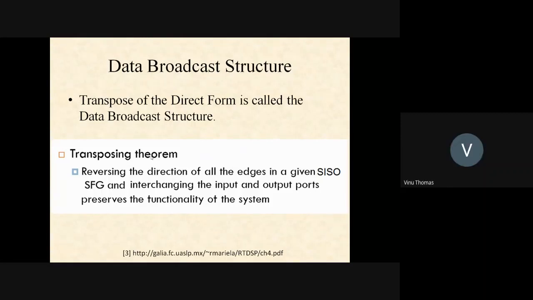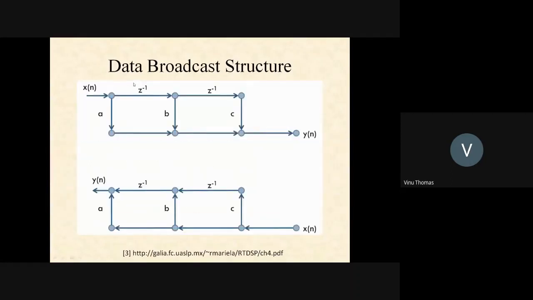Okay. Now, the transposition theorem states that reversing the direction of all the edges in a given single input, single output signal flow graph, and interchanging the input and output ports preserves the functionality of the system. So you basically have the same structure, same system, if you transpose a single input, single output signal flow graph. So we will see that. How can we transpose a data broadcast structure?